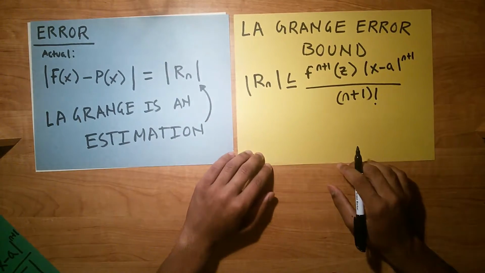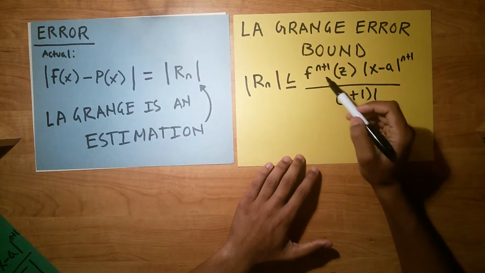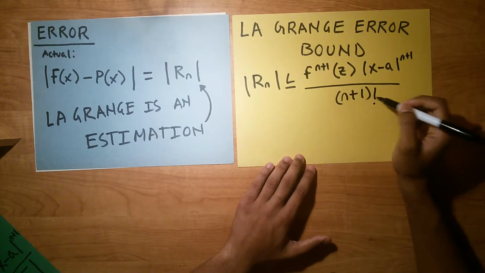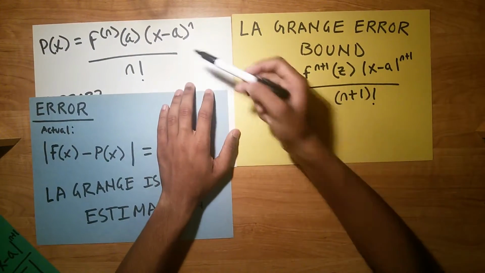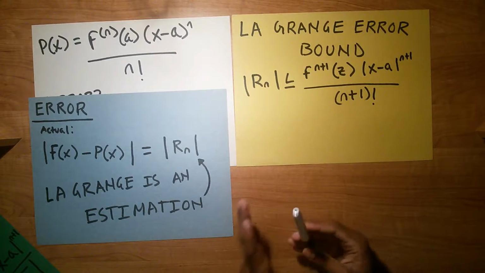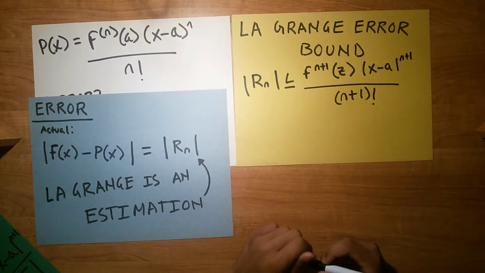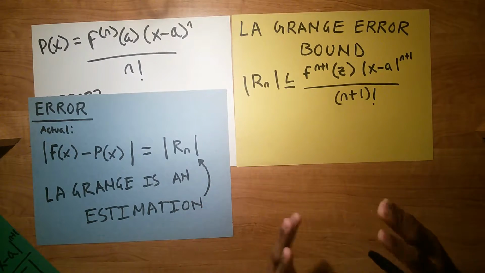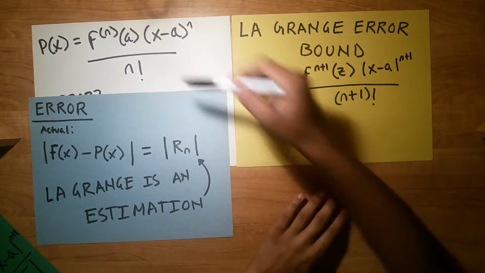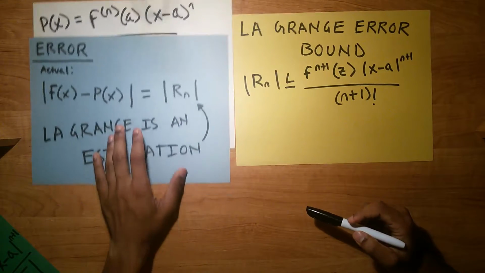Now, we use f to the n plus 1, x minus a to the n plus 1, and n plus 1 factorial, which looks strikingly similar to our Taylor approximation, because we want the error to be less than or equal to the next term in the series. And we use the next term because, well, we know that if we go up to the next term, it should be greater than this approximation, because we're going up in degree of polynomial. And that's why we use the next term in Lagrange.